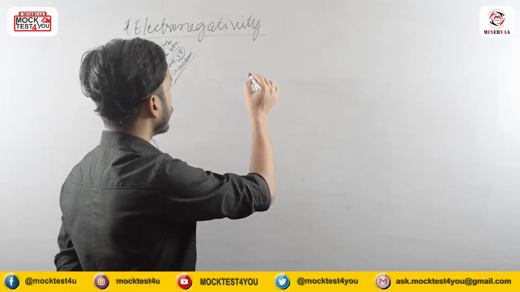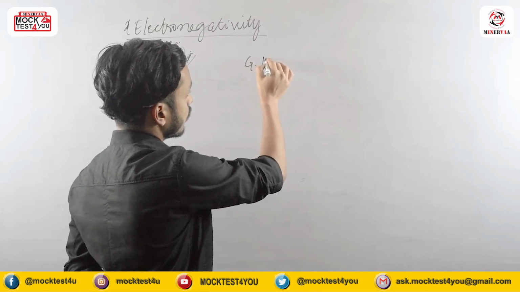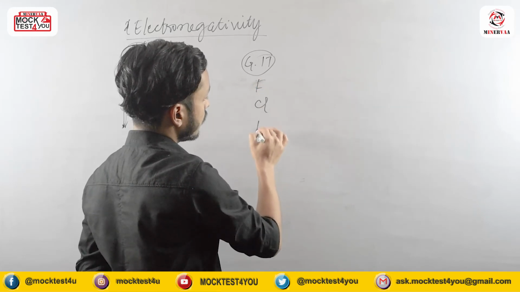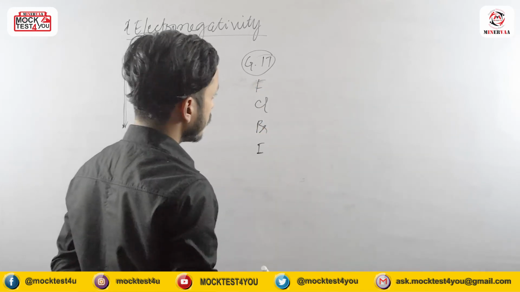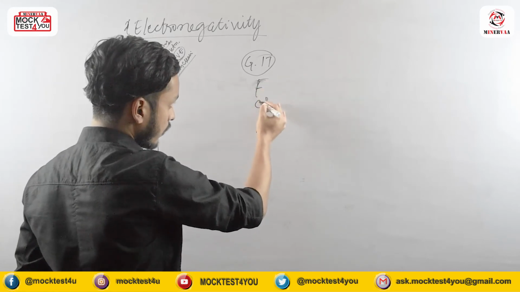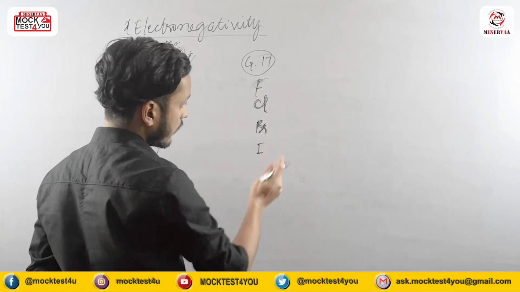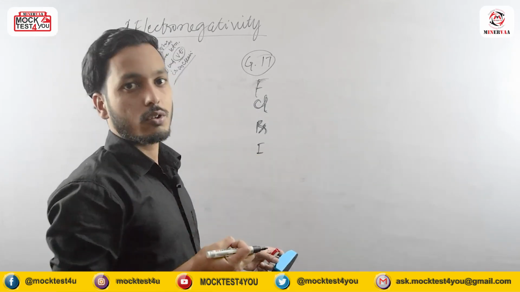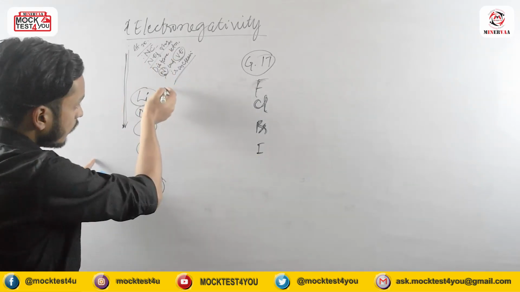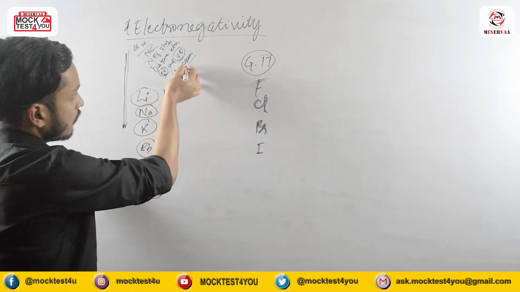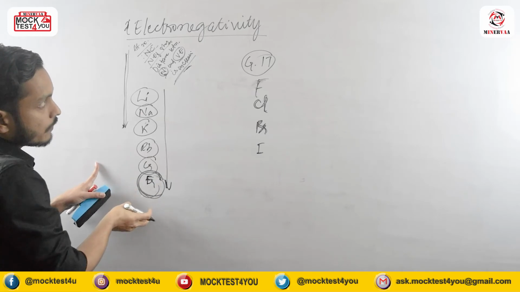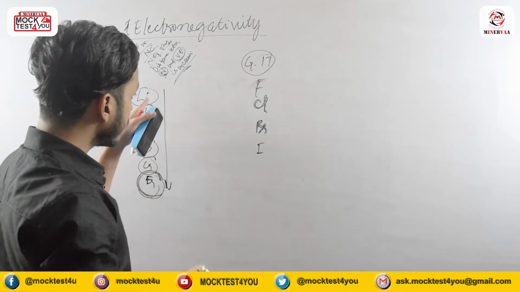One more example I will give you is group 17, the halogen family. If you talk about fluorine, chlorine, bromine, iodine, you will see that their electronegativity is very, very high. Why? Because they have a tendency to attract a shared pair of electrons towards themselves. So when we are moving down the group, electronegativity was increasing or decreasing? As you can see, moving down the group, electronegativity was decreasing, right?